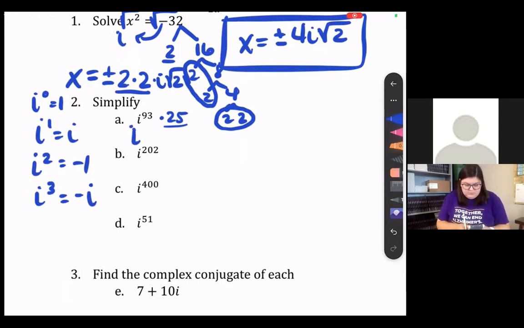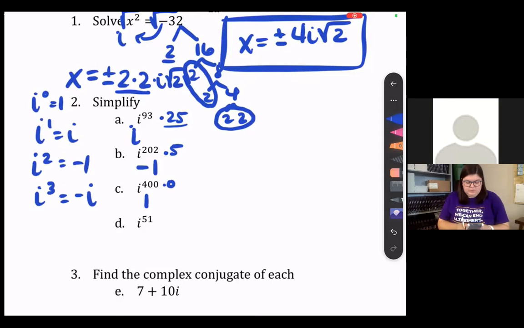For B, we're doing 202 divided by 4. We get 50.5. I don't care about the first number. I just care about that 0.5. And that's 2/4. So that means it's the same as i squared, which is equal to -1. For 400, you get a 0.0. It's a whole number. So that is going to be i to the 0 power, which is 1.